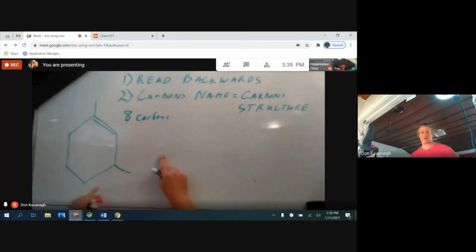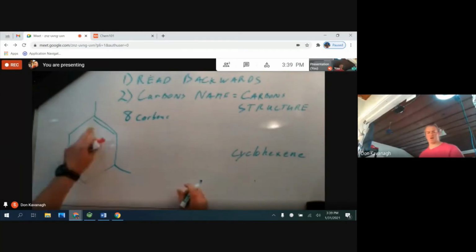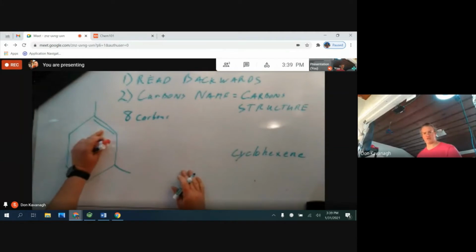The longest parent chain in this molecule is this cyclic ring right here. And this cyclic ring is 6 carbons. So we're going to call that cyclohexane. Now, it's cyclohexene, because it has a double bond within the ring. Now, we have to tell the reader where that double bond is.